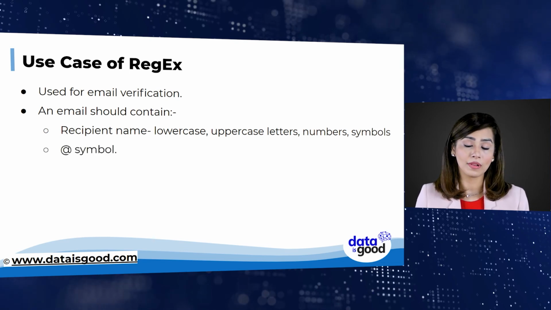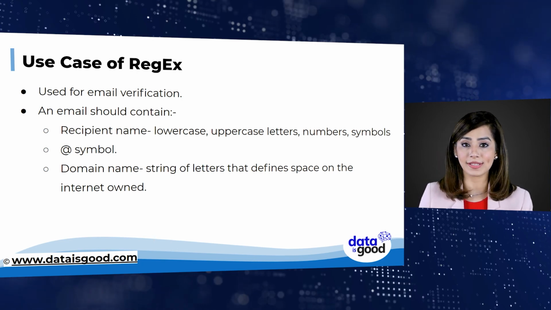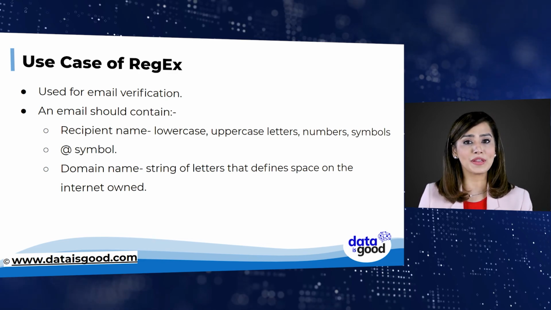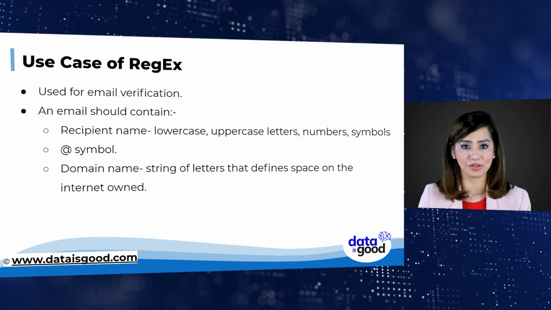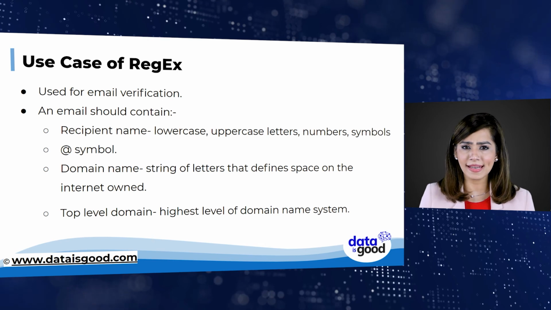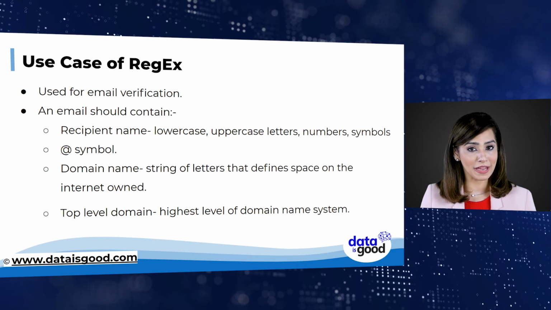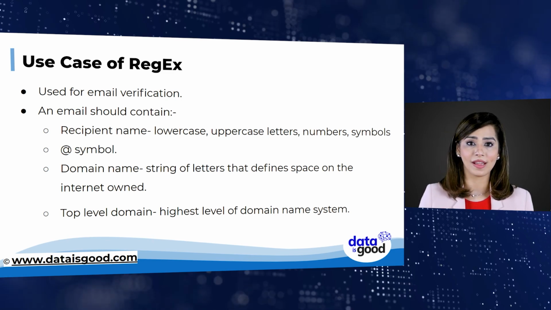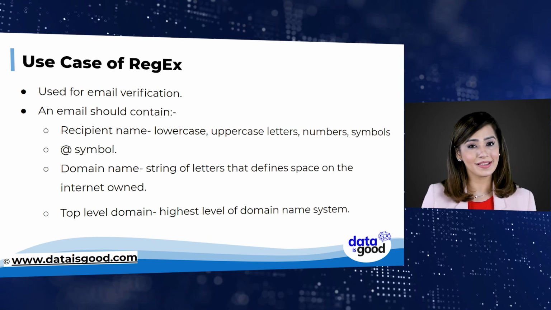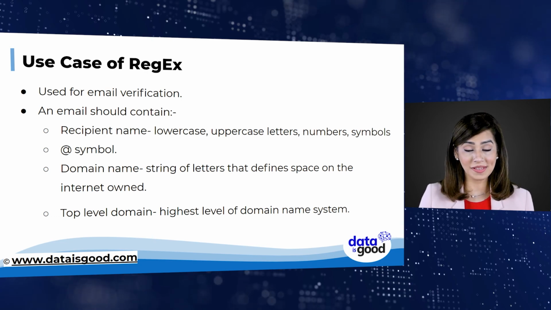Then the @ symbol, and the domain name. The domain name is a string of letters and digits that defines a space on the internet owned and controlled by a specific mailbox provider or organization. Then the top-level domain. Top-level domains are the highest level of the domain name system for the internet and are placed after the domain name in an email address. Common top-level domains are .com, .net, .org. So now let's create a regex pattern for this.